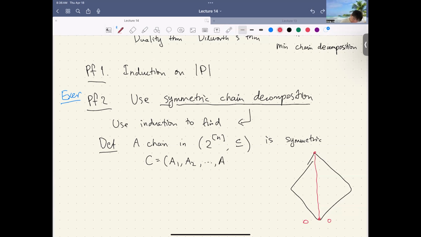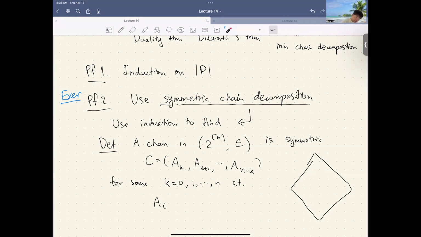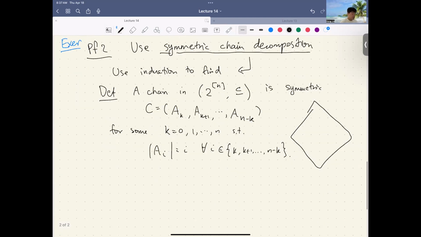Okay. So we can write the elements as A_{k+1} to A_{n-k} for some k from 0 to n, such that each element A_i in this chain is a set of size i, at the ith layer. Okay, is the definition clear?